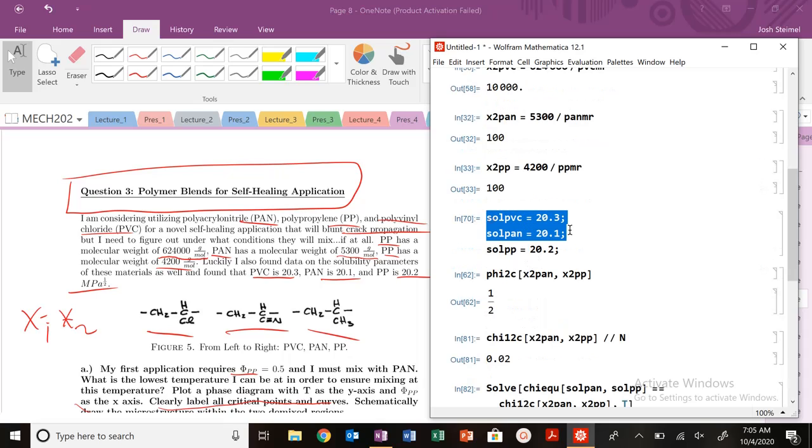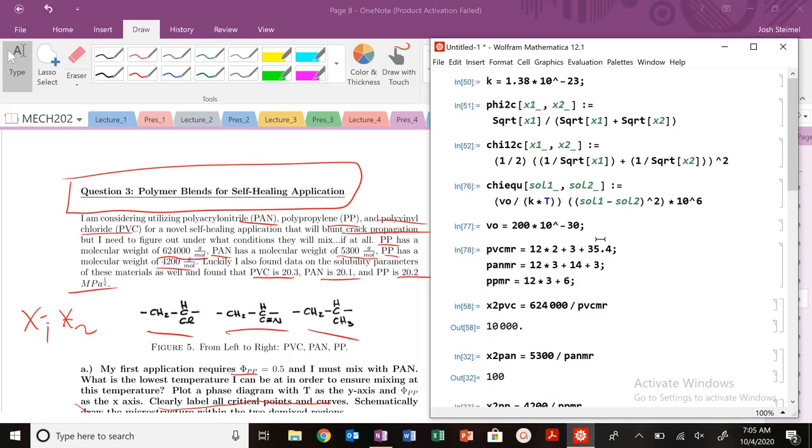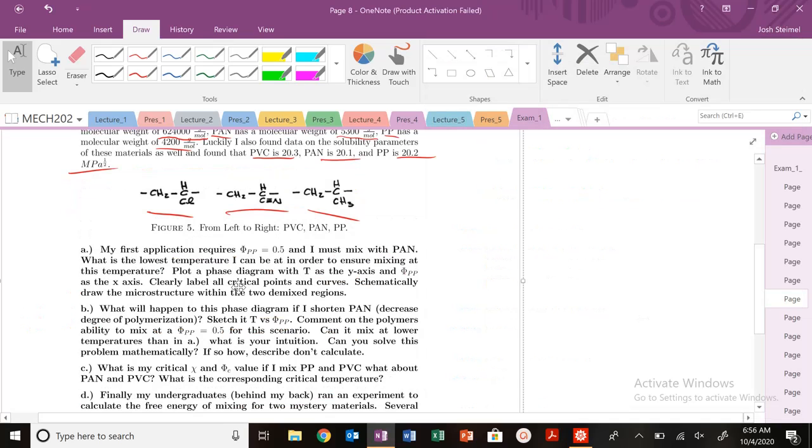I also included my solvent parameters here. And now we can go about solving this problem. Don't want to give away the solution, so we'll get back to that in just a bit. It's with PAN. What is the lowest temperature it could be at in order to ensure mixing? At this temperature, plot a phase diagram with T as the y-axis and this as the x-axis. Label all critical points on the curves. Draw the microstructure within the 2D mix region.